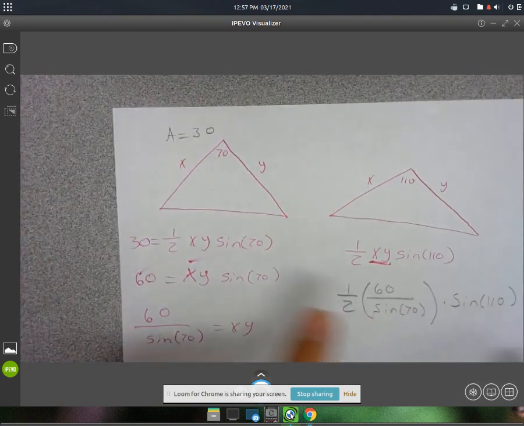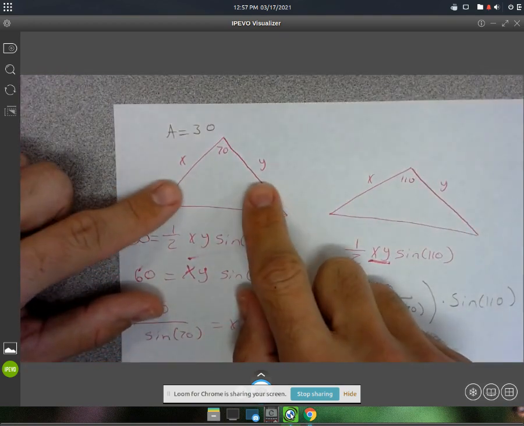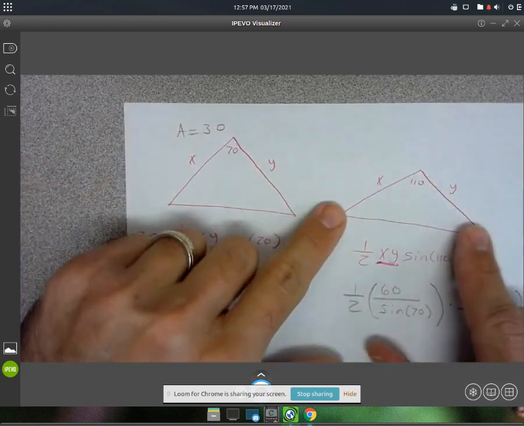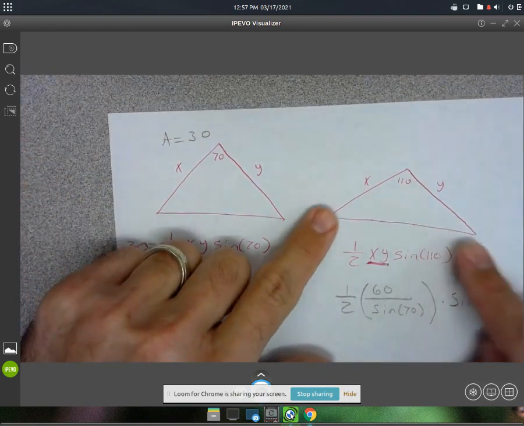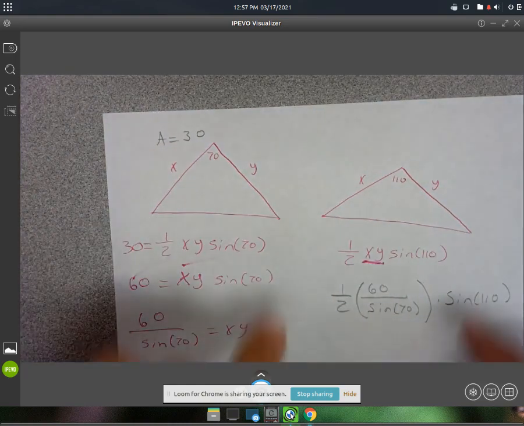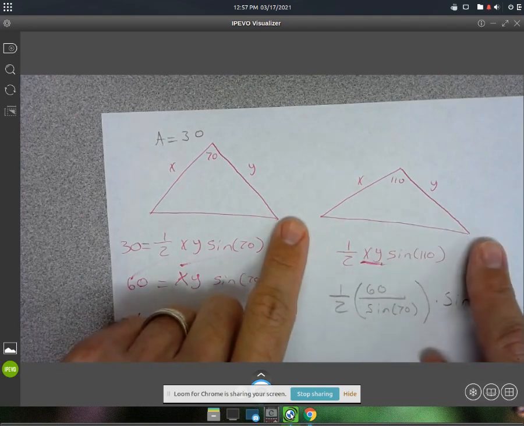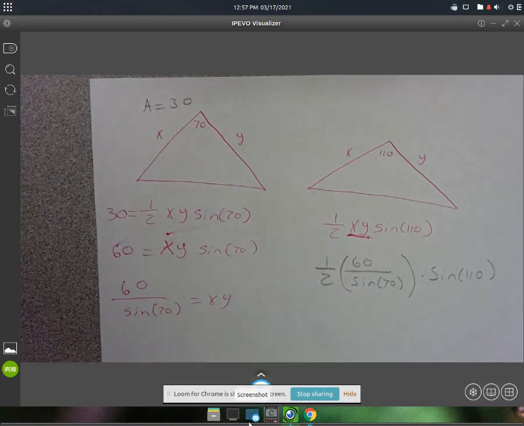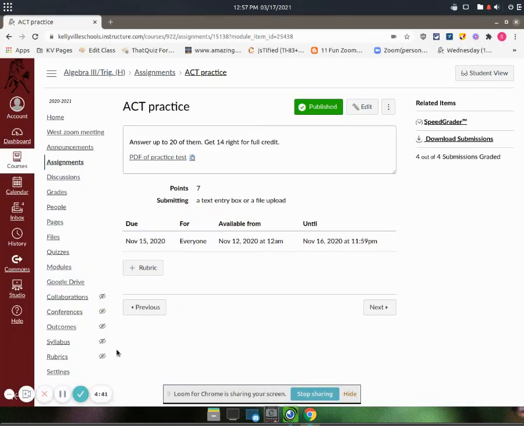So they took the two legs here that were the same length, and they just spread them out a little bit, and the angle changed, but the triangle got shorter. That's what happened. So even though the base got longer, since the height got shorter, the area remained constant. That's kind of neat. All right, that's it. No more sine area.